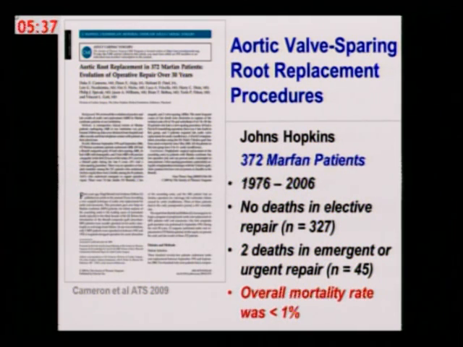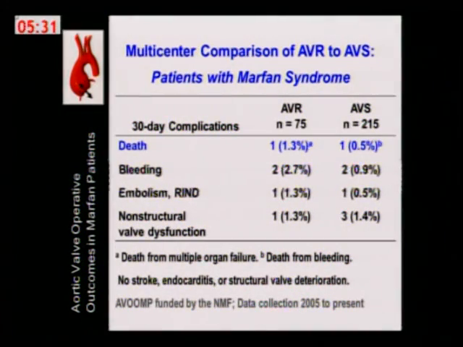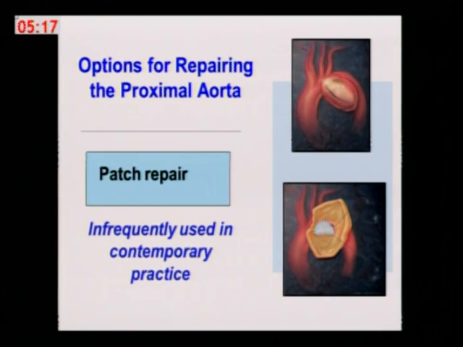For composite valve graft replacements, Bentall operations, overall mortality rate in this series from Hopkins is less than 1%. This is an institutional registry that we keep on aortic valve replacement versus aortic valve sparing in Marfan patients, and you can see here with almost 300 patients, the operative mortality is about 1%.